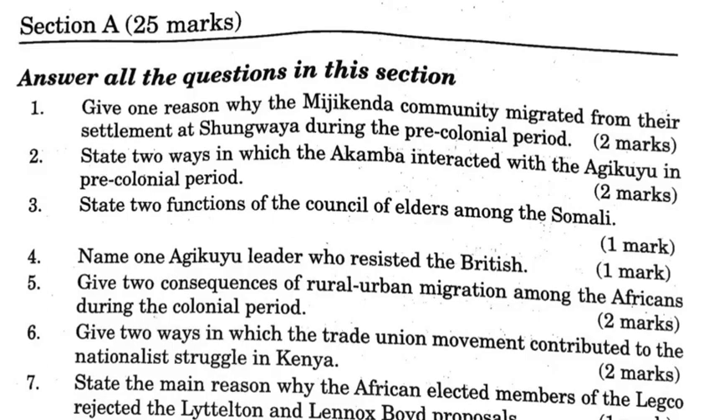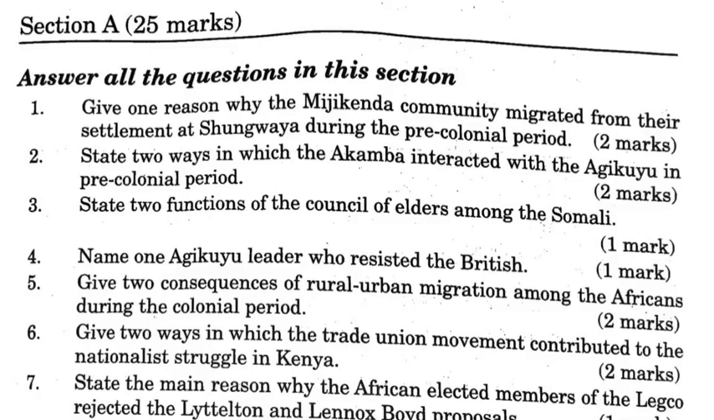Question 6. Give two ways in which the trade union movement contributed to the nationalist struggle in Kenya. 1. Expressed the African grievances to the colonial government since African political parties were banned. 2. Created an awareness among the Africans about their rights. 3. Created an avenue through which the Africans could air their grievances. 4. The leaders got support from the international community for the nationalist cause.